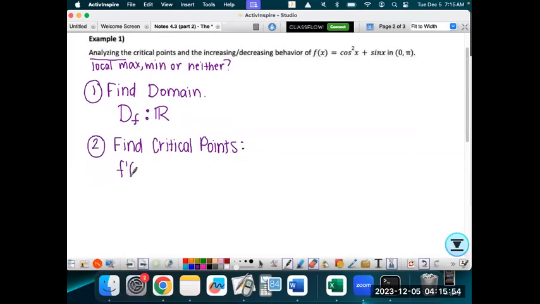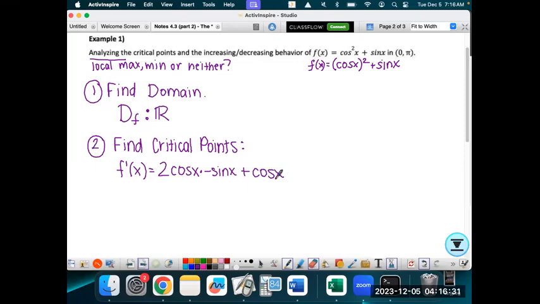Go ahead and take your derivative. So cosine is being squared, which means technically this first term is cosine of x, squared. So I need to use chain rule. That would be 2 cosine of x times the derivative of the inside, which would be negative sine x. And then the derivative of sine is cosine.